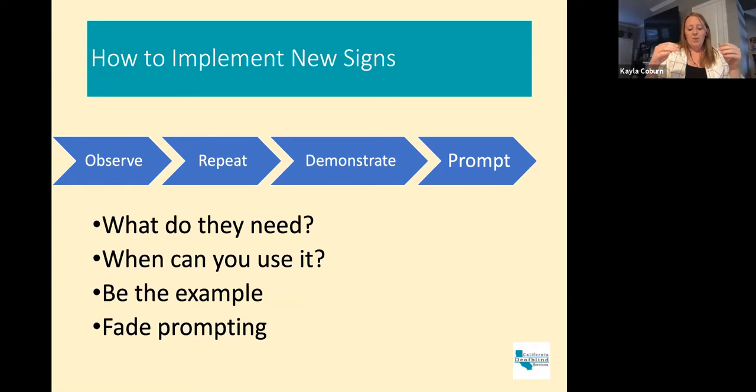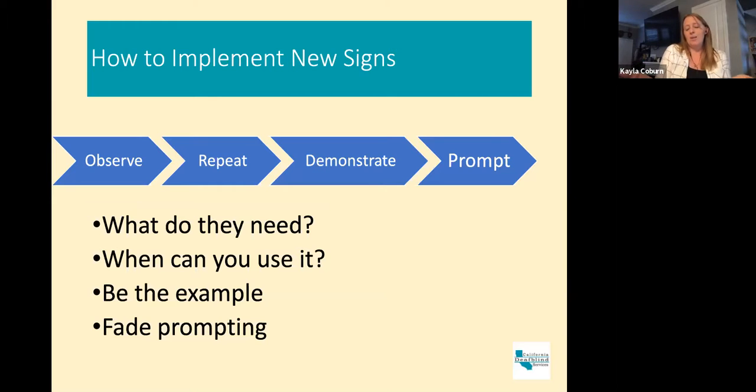So when you're sitting down and having a meal with a child, if they're eating and then they slow down and you want them to ask for more, you show it first, and then maybe you need to have their hands hold on to your hands to sign more.